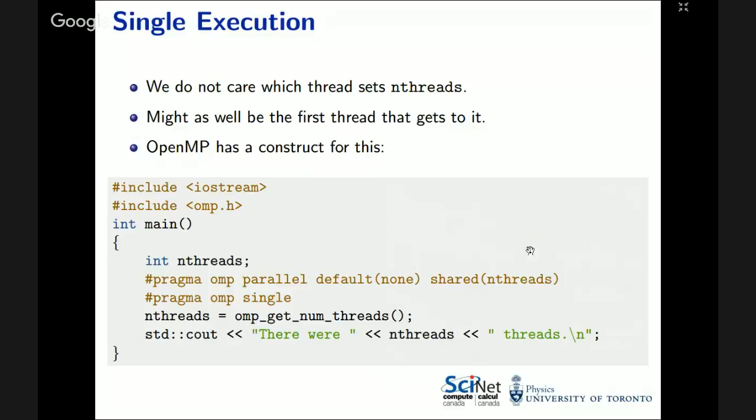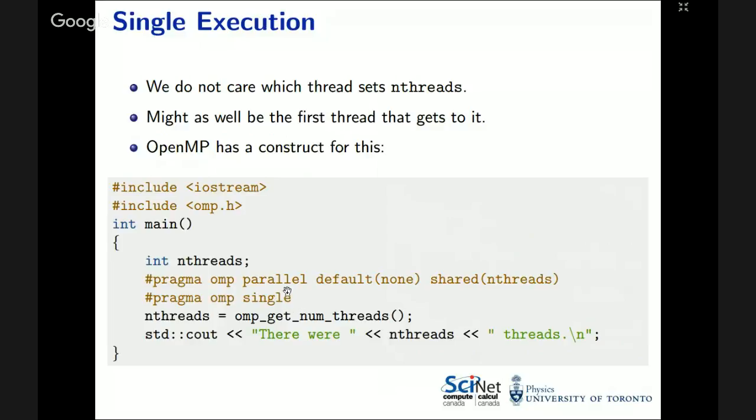But we didn't really care which core it was, right? We said core zero because there's always core number zero. But maybe core six was at that point in the code earlier. Why doesn't it do it? So for efficiency, it's better to just say, well, whichever core gets there first gets to execute that, and the rest just don't. So there's a pragma for that, called pragma OMP single.